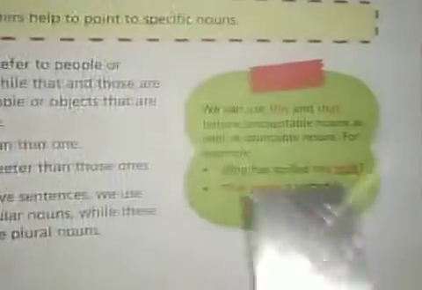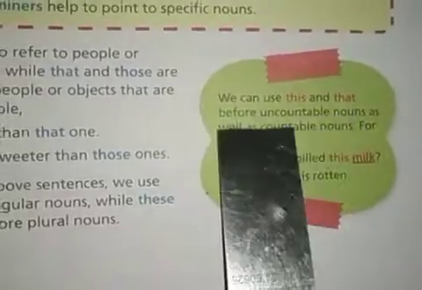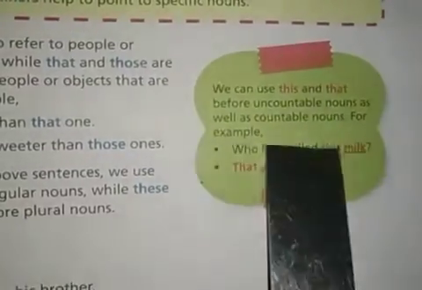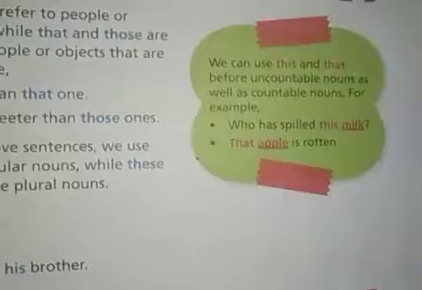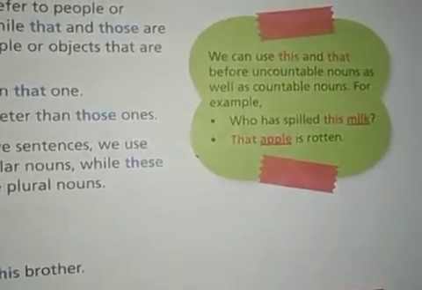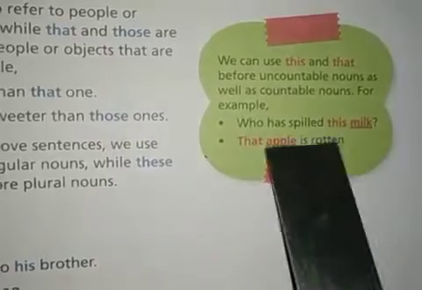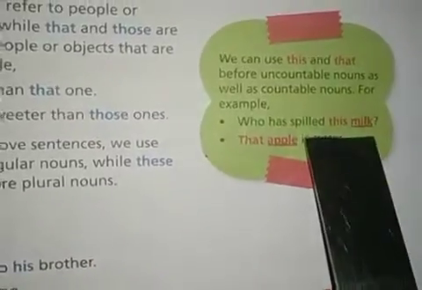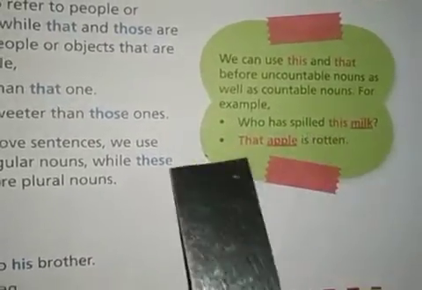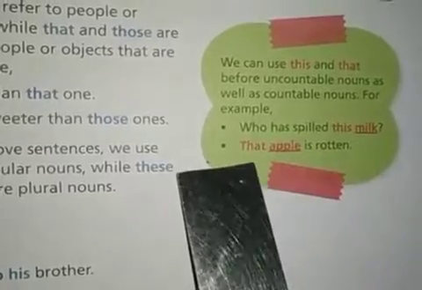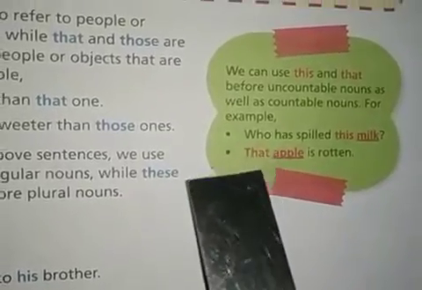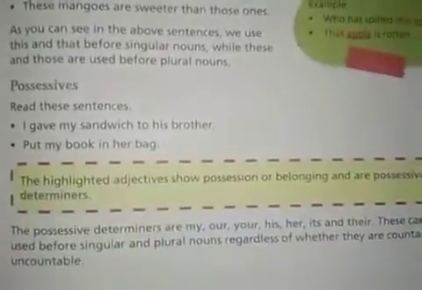Okay, we can use this and that before uncountable nouns as well as countable nouns. So this and that can be used for uncountable nouns also and countable nouns also. For example, who has spilled this milk? So this is used with milk, which is an uncountable noun, and that apple is rotten. So that is used with apple, which is countable. So this and that can be used with both countable and uncountable nouns.